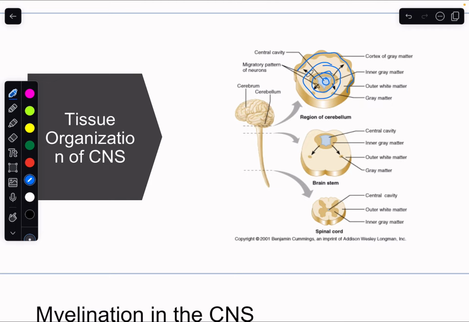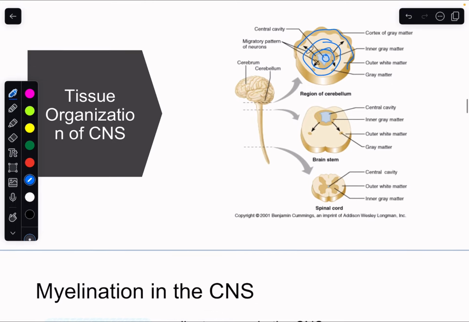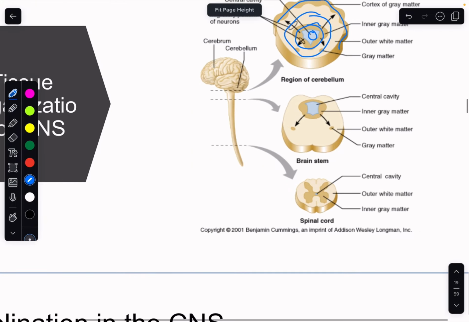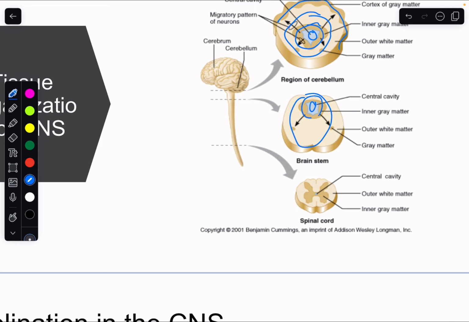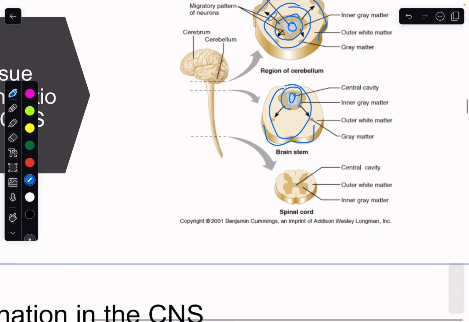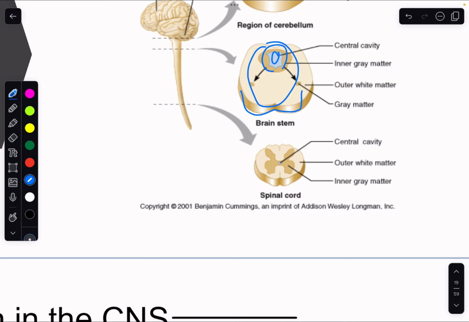But that's in the brain. For the brainstem, it's kind of the same. As you can see, central cavity, the inner gray matter, and then the outer white matter, and like 1/8 inch of gray matter in the brainstem. And then finally, in the spinal cord, the central cavity is small, and the outer white matter is now backwards, because right here is the inner gray matter, and then right here is the outer white matter. They kind of flip once you get to the spinal cord.